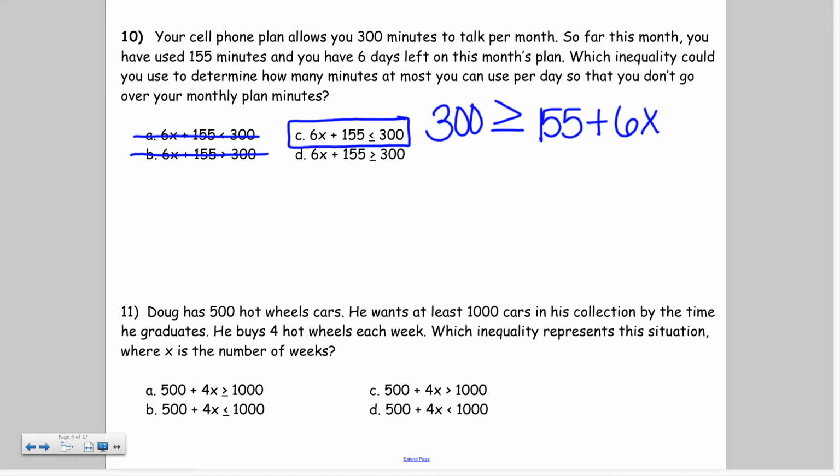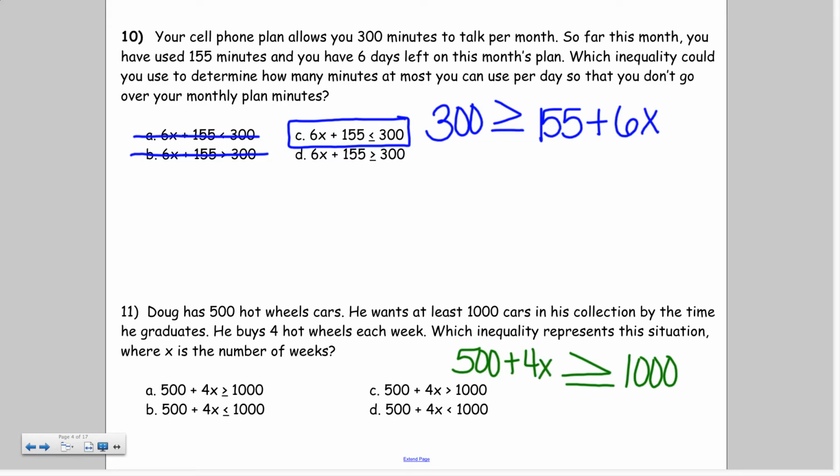All right, number 11. Doug has 500 Hot Wheel cars. He wants at least 1,000 cars in his collection by the time he graduates. So if he wants at least 1,000, and we'll do 1,000 over here so it looks like our choices. He wants at least. That means 1,000 is the lowest. We're going to have something greater than or equal to 1,000. So he has 500 now, and he adds 4 Hot Wheels a week, so 4x.